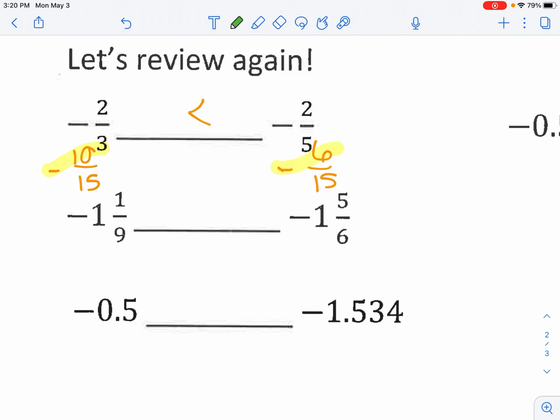Option 2, cross products. 3 times 2 is 6, so that would be negative 6. Cross products. 5 times 2 is 10, negative 10. Negative 10 is less than negative 6.